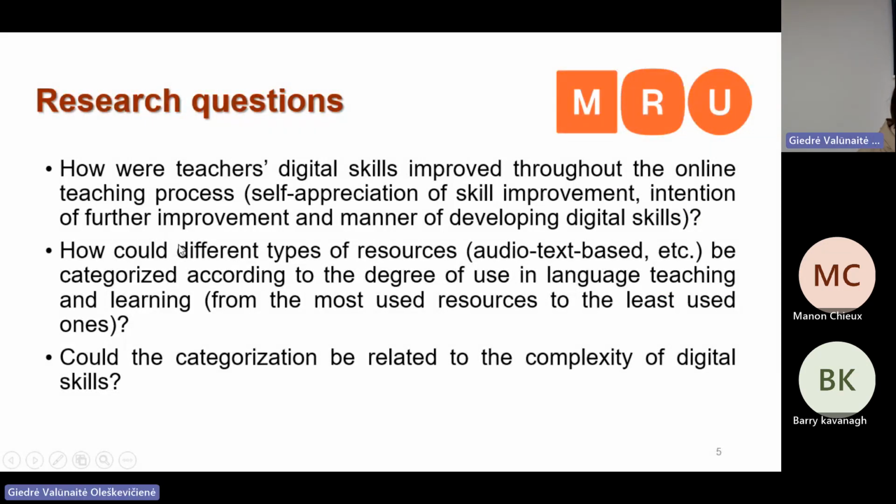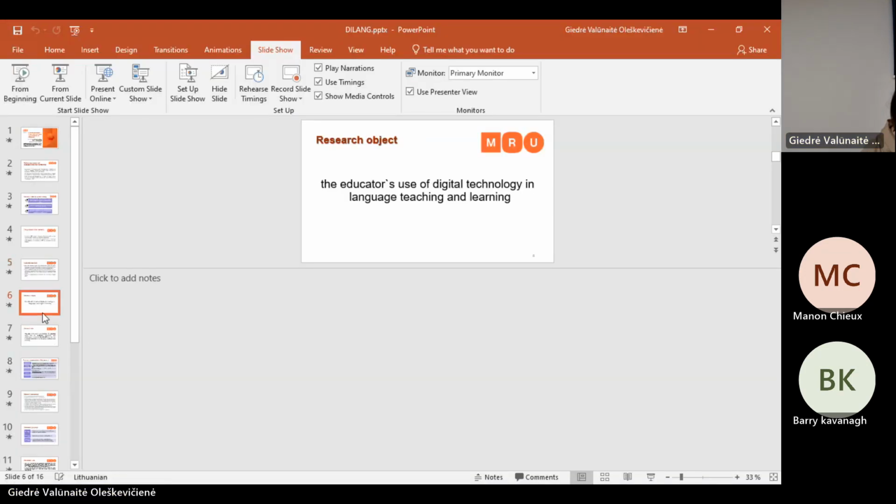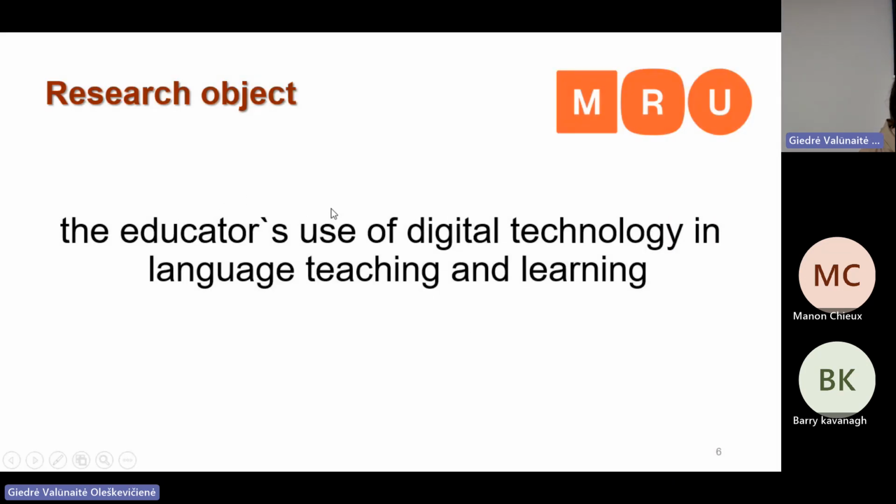So the questions that we were discussing at the moment were how were teachers' digital skills improved throughout the online teaching process, how could different types of resources, audio, text-based and others, be categorized according to the degree of use in language teaching and learning, and could the categorization be related to the complexity of digital skills? And the research object for us was the educators' use of digital technology in language teaching and learning.